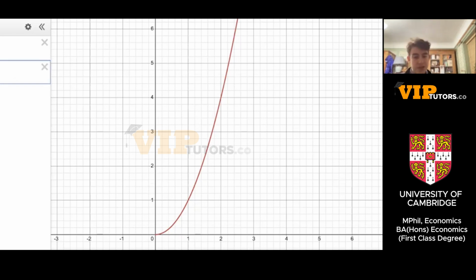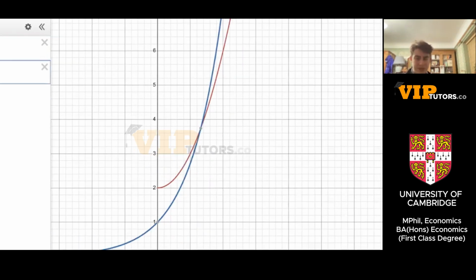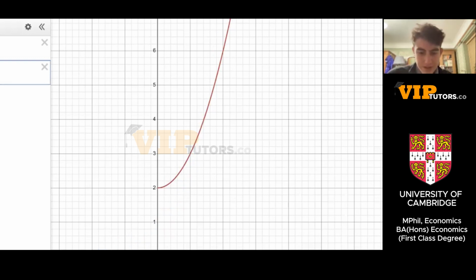Now, consider e to the x, sort of population growth. Also, I'll add one here, or let's add two. I think this is probably the best example. So again, we've got e to the x, and we can put x greater than zero here.